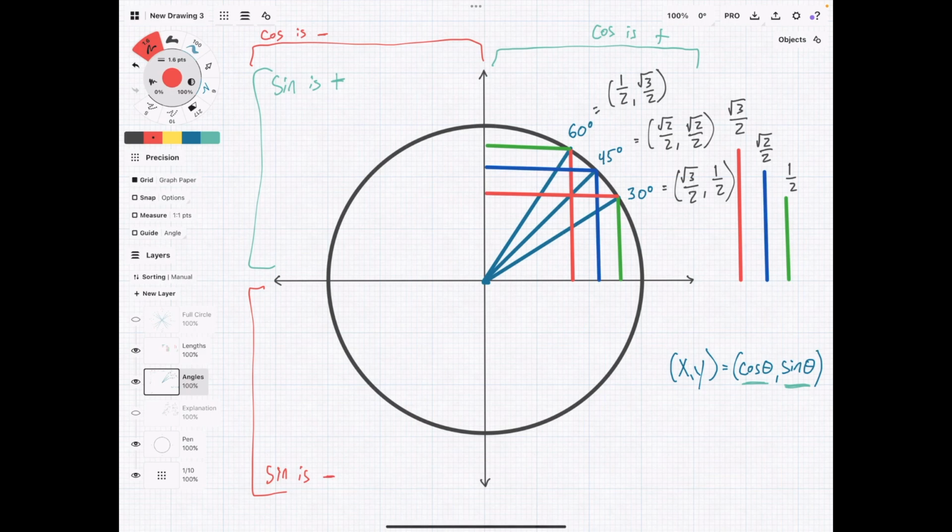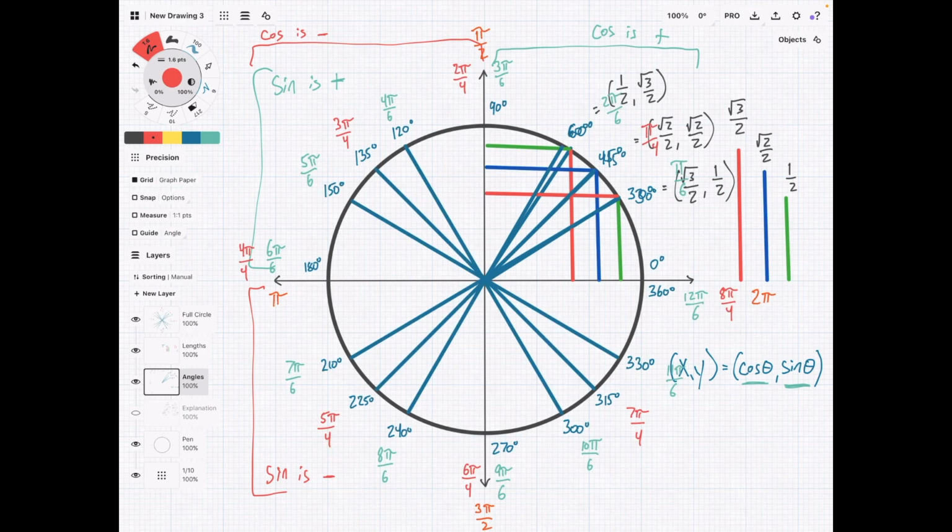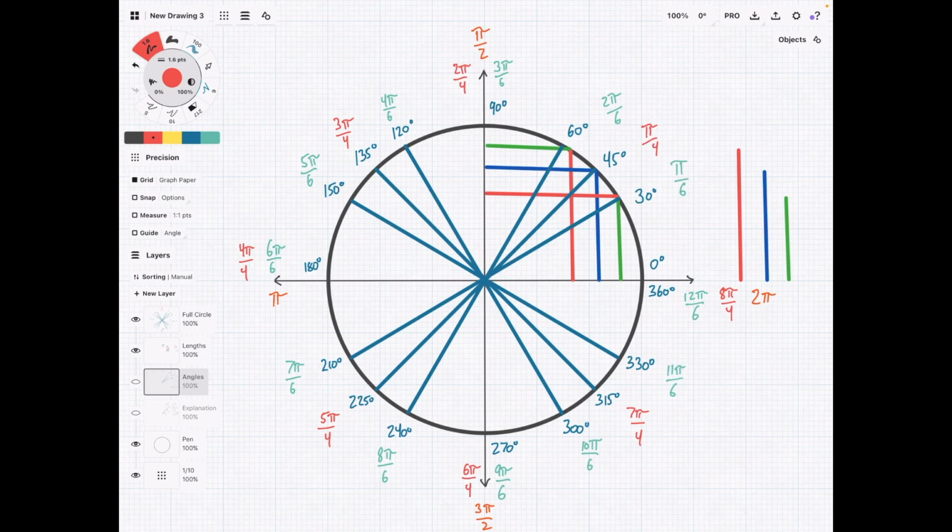All right. So now what we're going to do is plot all of the angles. I have to hide some of these things for right now. If we plot all of the angles, we can start seeing how the pattern will basically repeat.